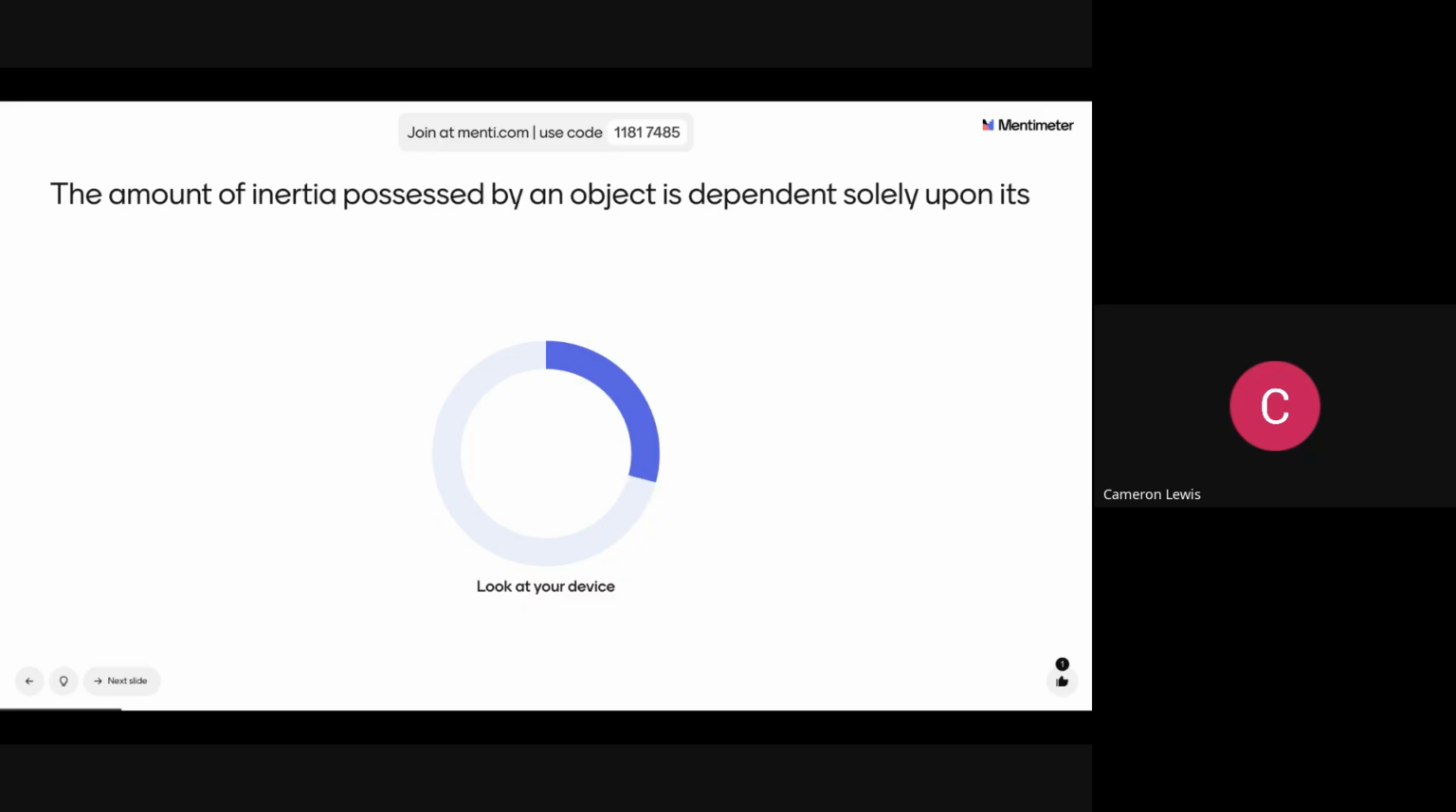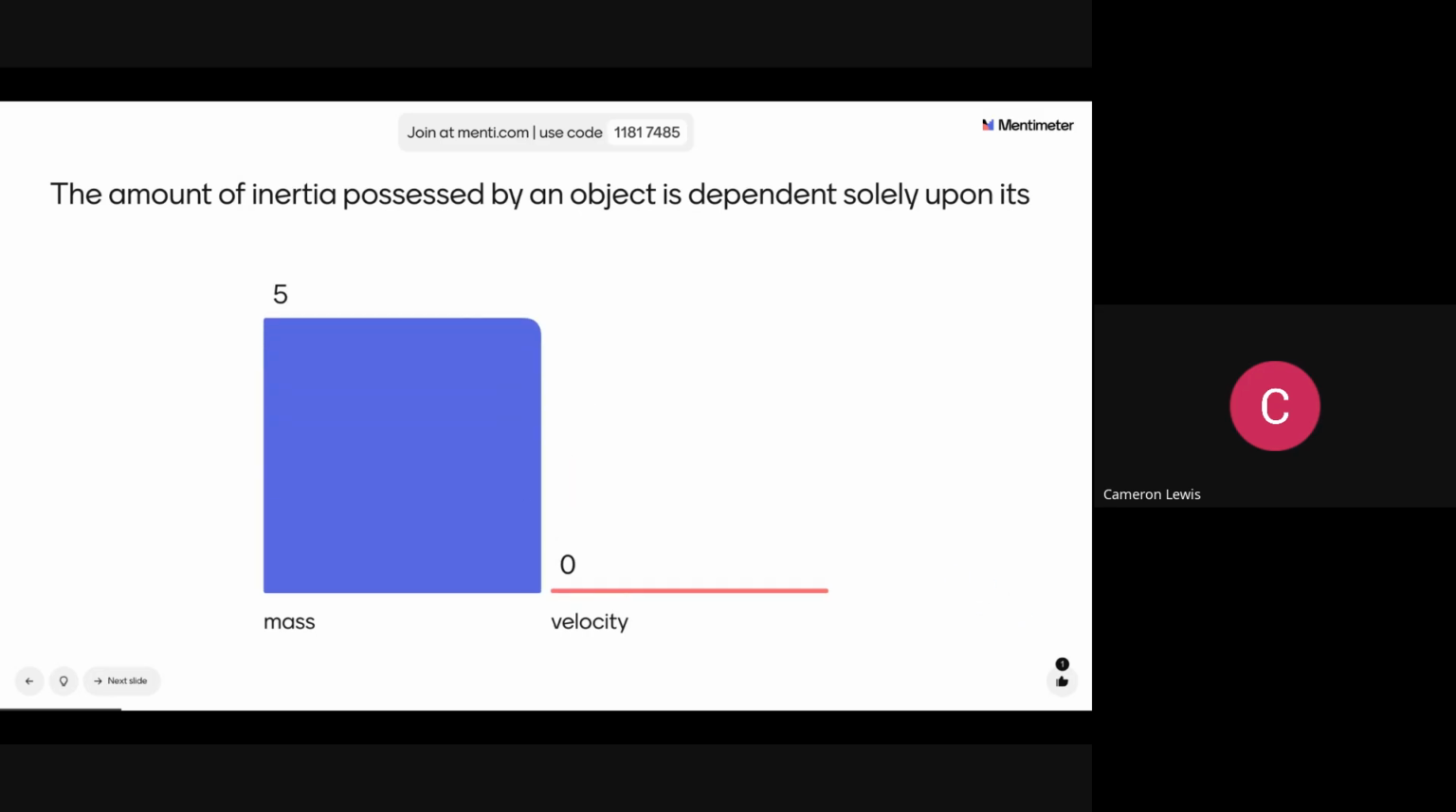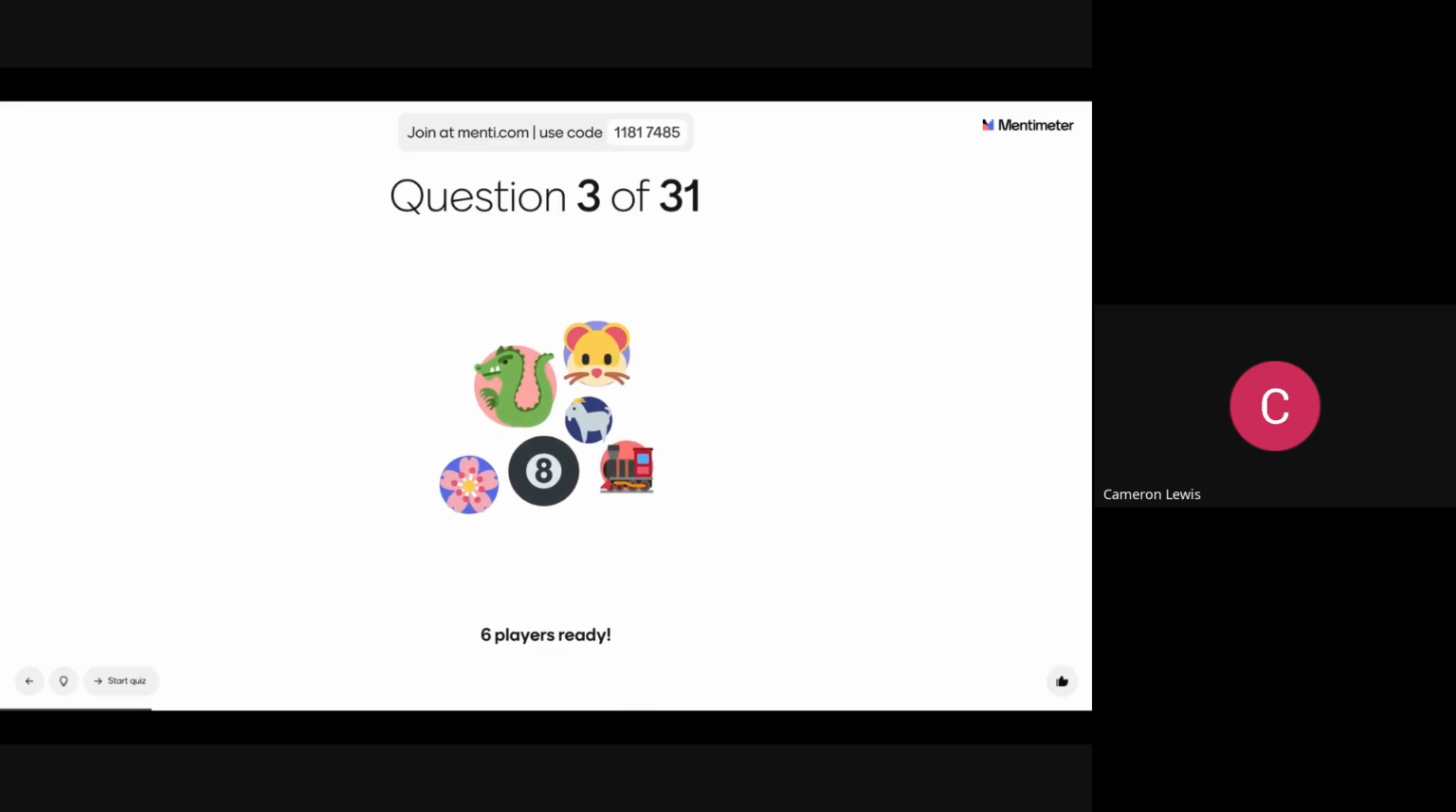The amount of inertia possessed by an object is solely dependent upon its mass or velocity? Good, 100% correct, good job. The amount of inertia possessed by an object is solely dependent upon its mass. You talked about that when we went through the work a little bit earlier.